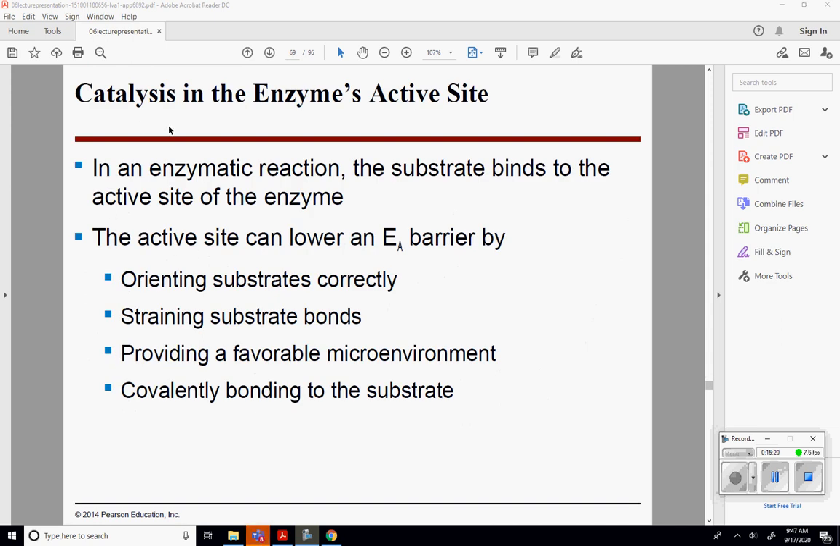Okay, so the catalyst and the enzyme's active site. In an enzymatic reaction, the substrate binds to the active site of the enzyme. The active site can lower an energy barrier in these four ways: orienting the substrate correctly so that they line up just right and can bind together, straining the substrate's bonds so that they can break those bonds more easily, providing a favorable microenvironment, and covalently bonding to the substrate.